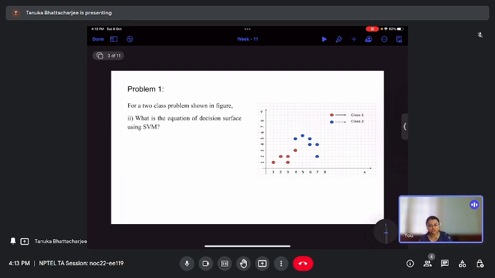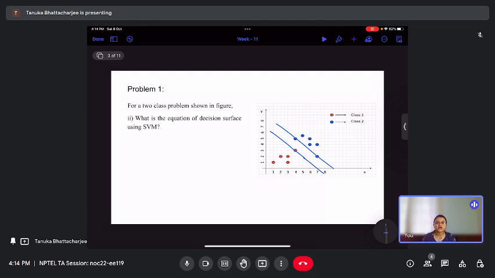Now, once we have determined that, the next question is, what is the equation of the decision surface? As I already told, the straight line joining the 2 blue points is the boundary for the blue class. Similarly, you can have one boundary for the red class, which is parallel to this line and passing through the red point. So, the support vectors are lying on these 2 parallel straight lines.